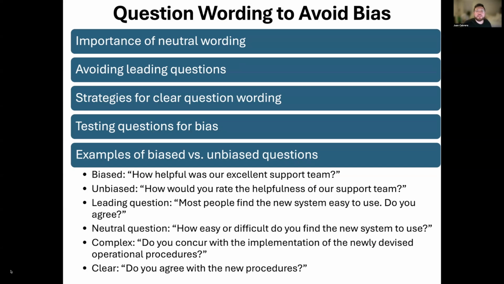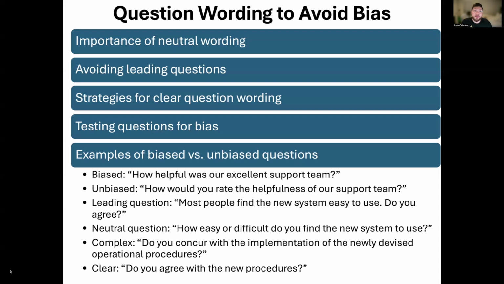honest opinion. Now, another example of a leading question is, most people find the new system easy to use. Do you agree? This question suggests that the majority has a positive opinion, and that's going to influence the answer as well. A neutral way to ask that would be, how easy or difficult do you find the new system to use? And that format's going to allow respondents to express their true feelings without any bias.